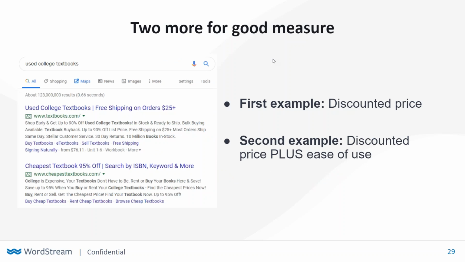And 2 more for good measure. Search query, used college textbooks. We have an ad from textbooks.com and one from cheapesttextbook.com. In the first ad, the first headline is just targeting the keyword. We love that. Second headline, free shipping on orders over $25. So discounted price, a great way to promise value to give users a reason to click. Second one, less keyword targeting. We see in the first headline, the value is 95% off market rate. Second headline, hey, it's easy to use our tool or our search engine or whatever.